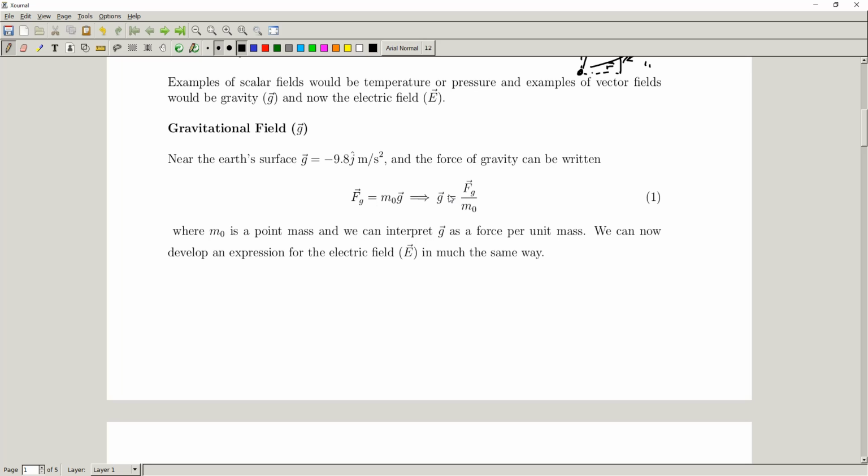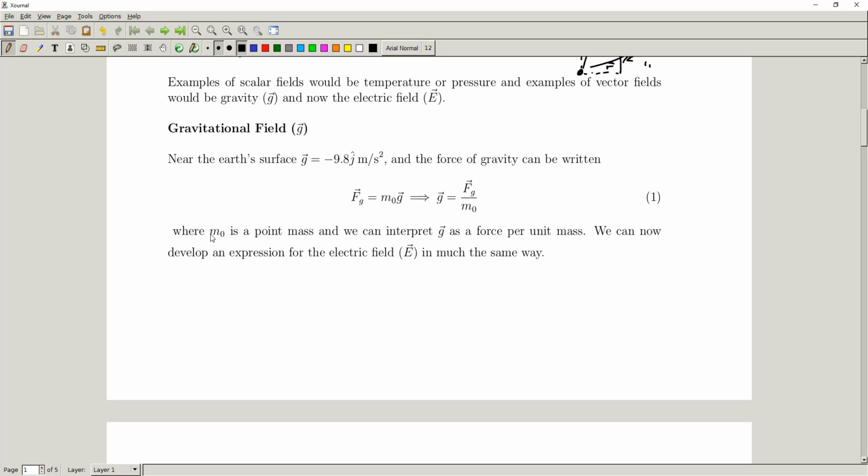But we can rearrange this to isolate our gravitational acceleration, right? We can just put g on its own and divide our m naught through. And so in this case, what is m naught? Well, m naught's really a point mass. We want it to be a point mass so that it's small enough that the gravitational acceleration is not drastically different at different points on the object, right?